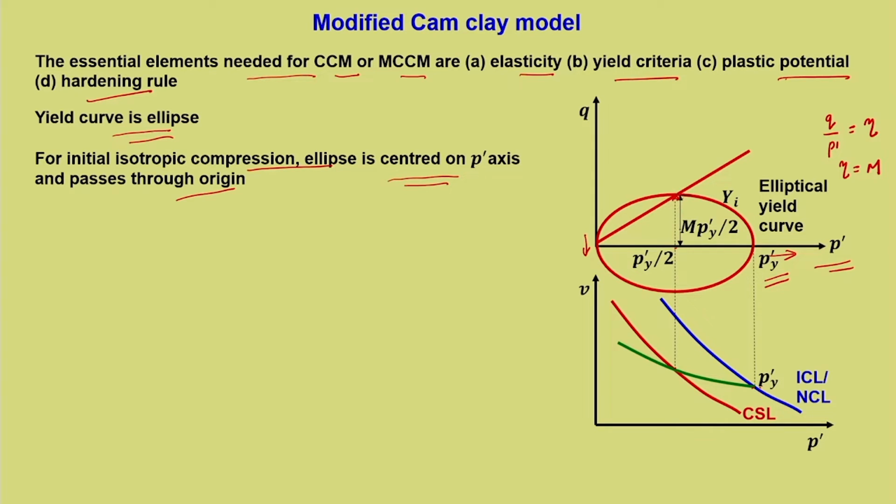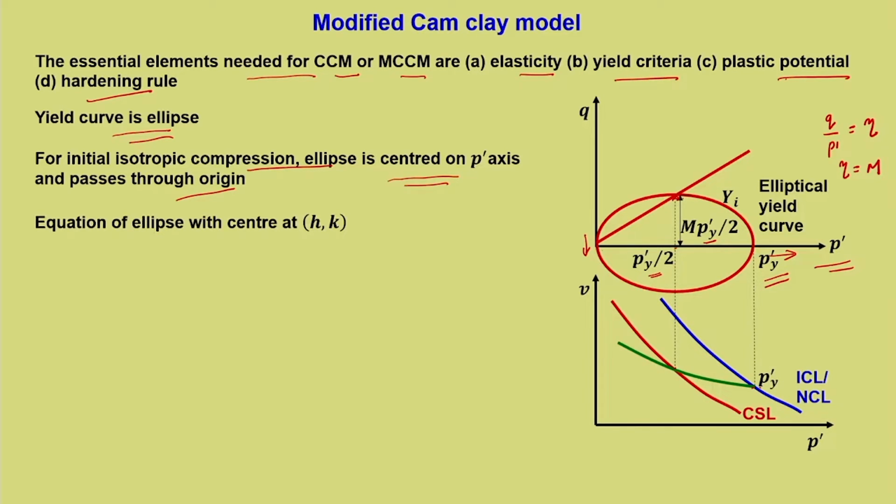In that case, q is given by M p'y by 2, because this is p'y and the slope of the critical state line is M. So, at this particular point where it touches the extreme top point of the ellipse, it is M p'y by 2, and this distance is half of the major axis of the ellipse, which is p'y by 2.